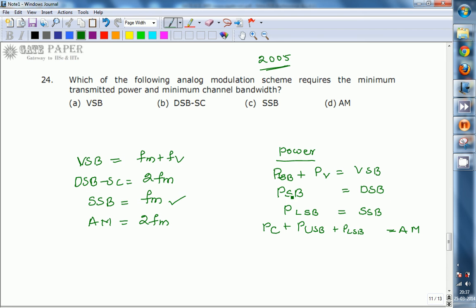If DSB is concerned, that is PSB, the lower sideband power and upper sideband power are required, that equals LSB power plus USB power. And SSB requires either LSB power or USB power. AM requires three powers: USB power, LSB power and carrier power. Now here SSB only requires less power. So the answer is SSB, it requires less bandwidth and less power.